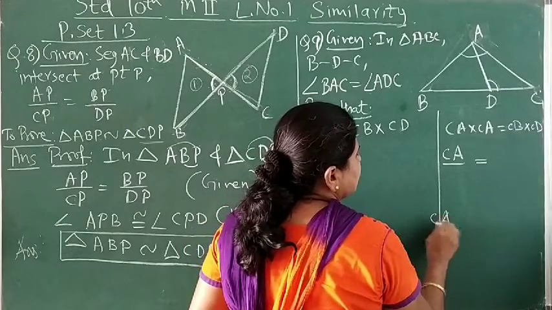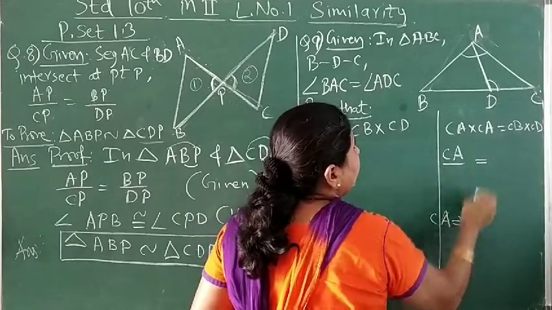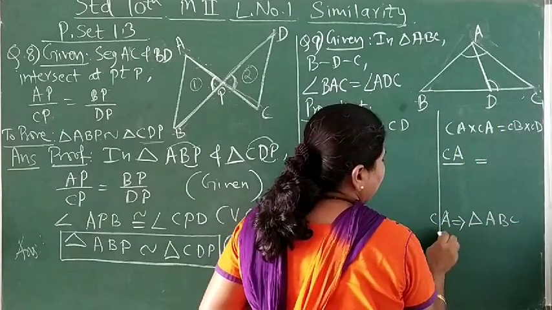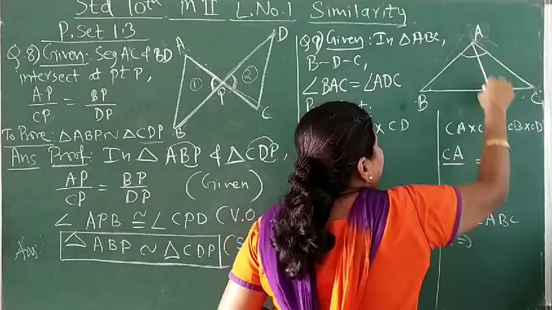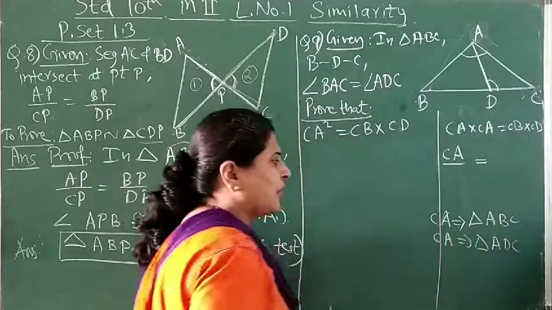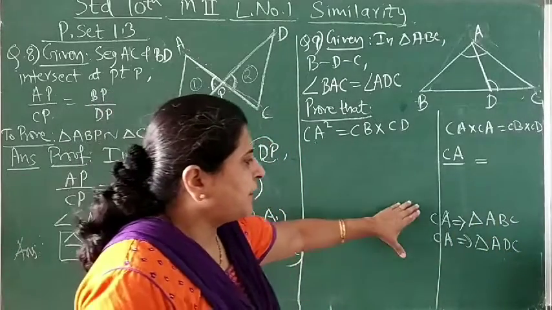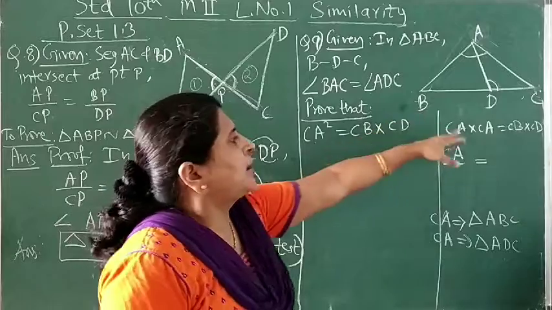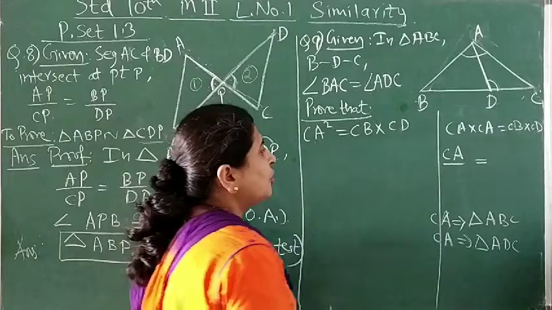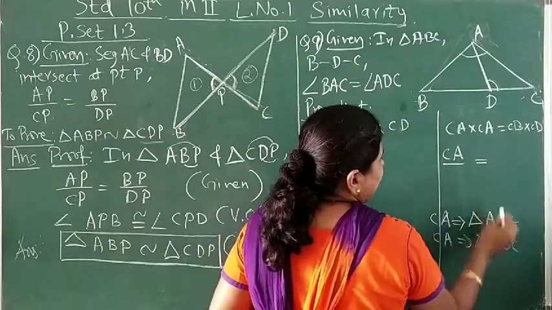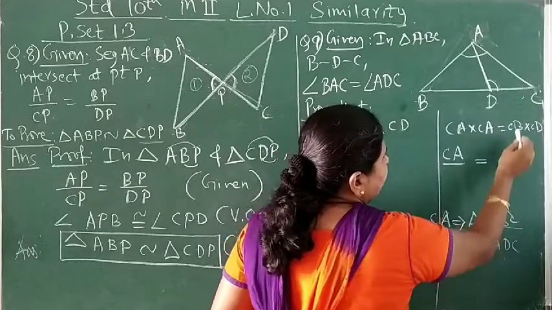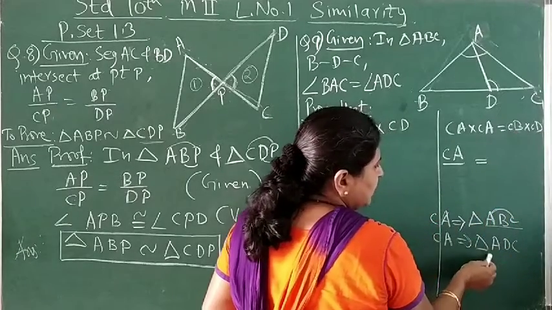So AC side or CA side is the part of triangle ABC. And it is part of triangle ADC also. So can we prove these two triangles similar? If we can prove these two triangles similar, then we can prove the sides are in proportion, and then we can get its product also. So if this CA is from triangle ABC, then which is the side, CB or CD, from the other triangle?